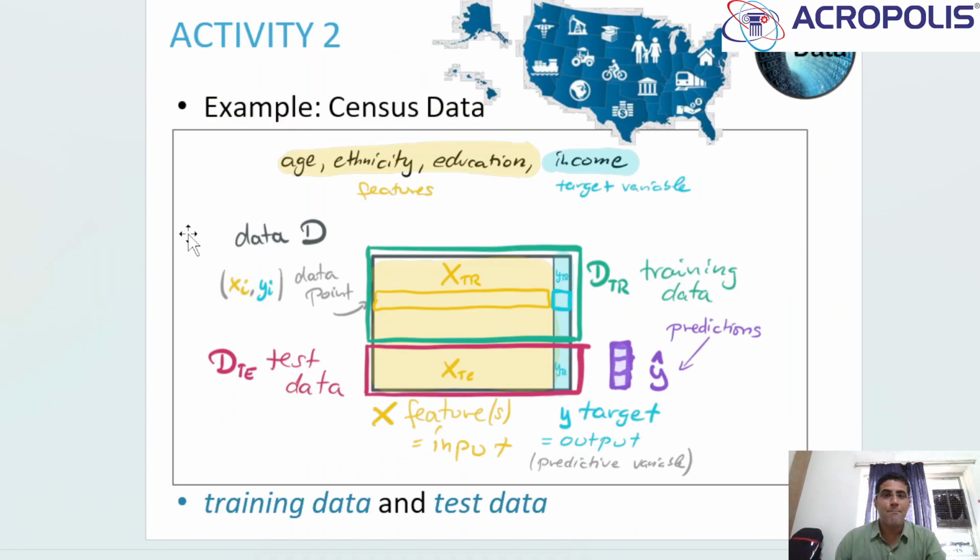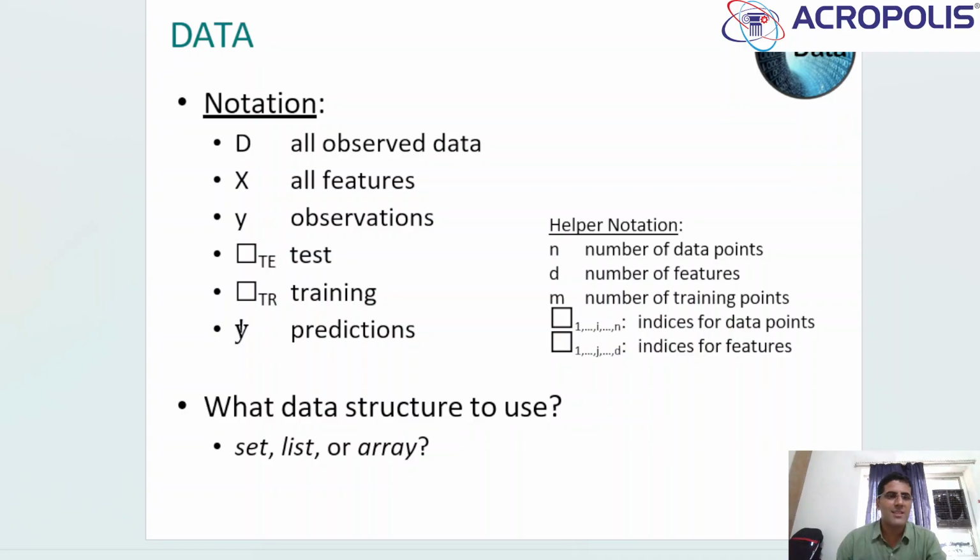This is another example, census data. We have data denotations, all observed data. X and Y are the features and observations. These are some notations that we are going to cover in our next lectures. Typically, what data structures do we need to use to solve a machine learning problem? Basically, we deal with Python data structures such as set, list, or array. You need to figure this out; this is an assignment for you.